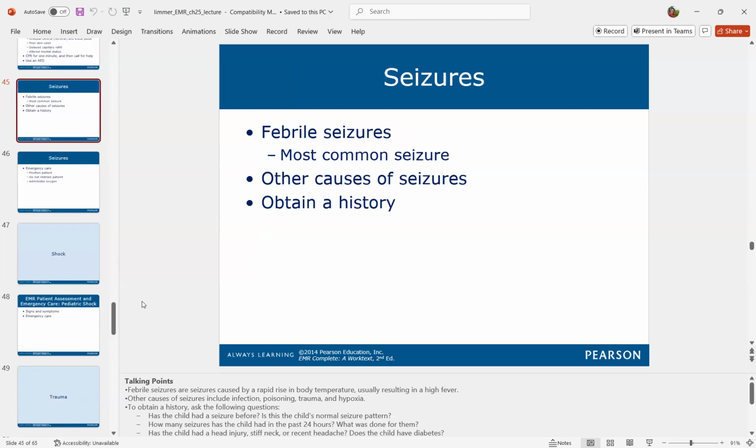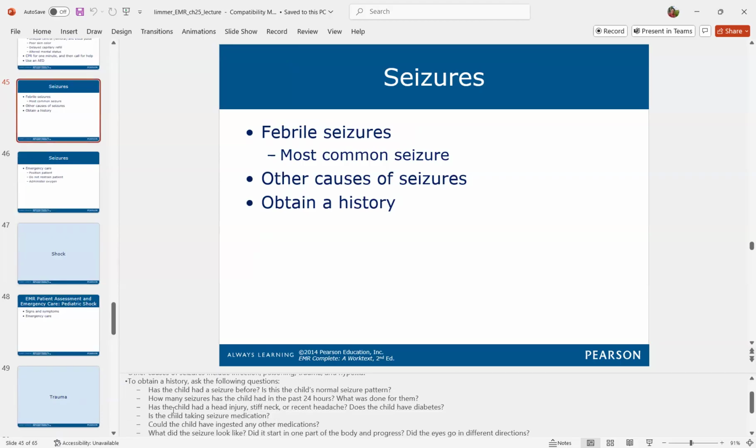Get a history. Maybe we can ask some questions like, has the child had a seizure before? Is this the child's normal seizure pattern, if they have? Are they epileptic? Do you know what they've been diagnosed with? How many seizures has the child had in the past 24 hours? What was done for them? Has the child had a head injury, a stiff neck, or a recent headache?